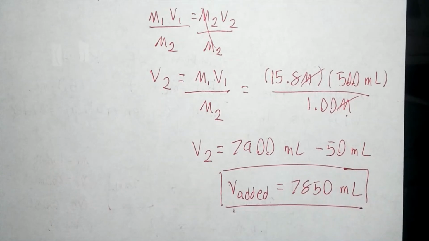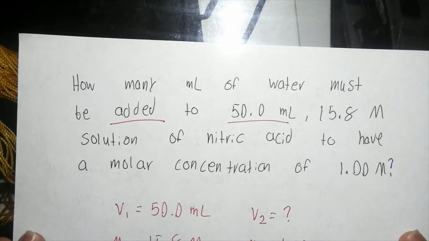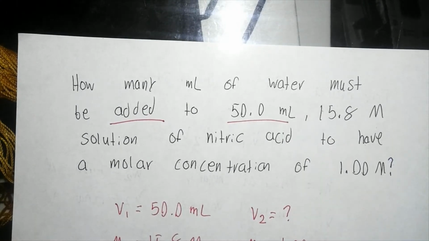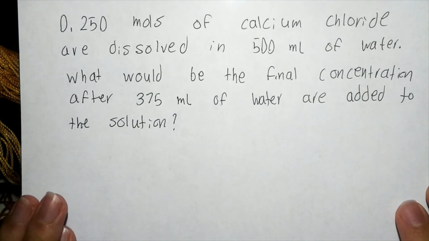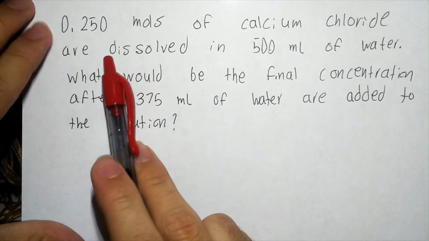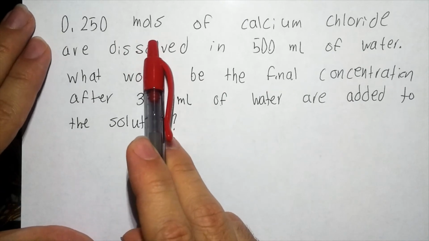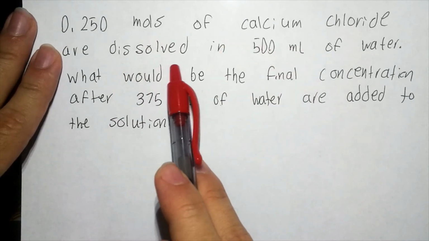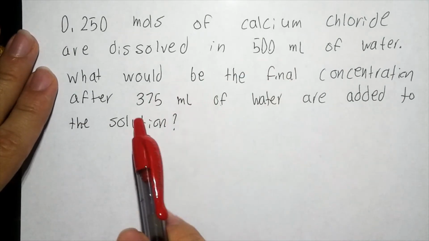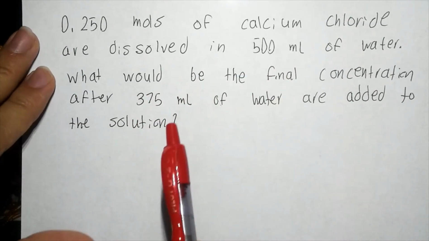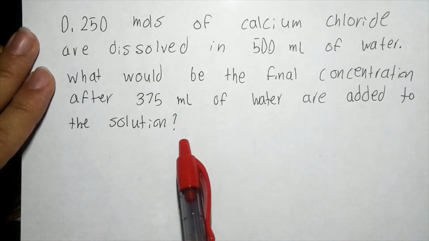All right. This is also a correct answer because this is in 3 sig figs. All of the numbers that were given to us were in 3 sig figs, so that would be the significant figures that you use. All right, let's do one last one. So 0.25 moles, not molarity, of calcium chloride are dissolved in 500 milliliters of water. Okay. What would be the final concentration after 375 milliliters of water are added to the solution?